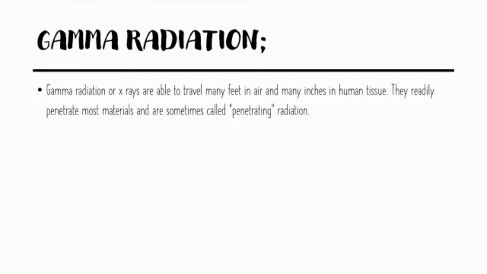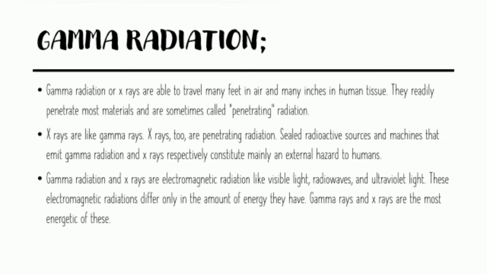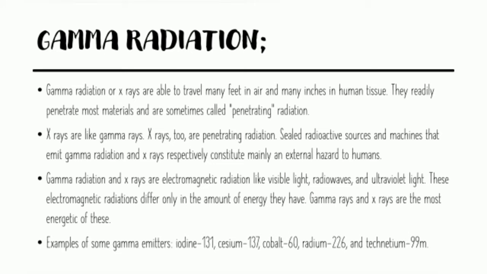Gamma radiation. Gamma radiation or X-rays are able to travel many feet in air and many inches in human tissue. They readily penetrate most materials and are sometimes called penetrating radiation. X-rays are like gamma rays. X-rays too are penetrating radiation. Radioactive sources and machines that emit gamma radiation and X-rays respectively constitute mainly an external hazard to humans. Gamma radiation and X-rays are electromagnetic radiation like visible light, radio waves and ultraviolet light. These electromagnetic radiations differ only in the amount of energy they emit. Gamma rays and X-rays are the most energetic. Examples of some gamma emitters: iodine 131, cesium 137, cobalt 60, radium 226 and technetium 99m.